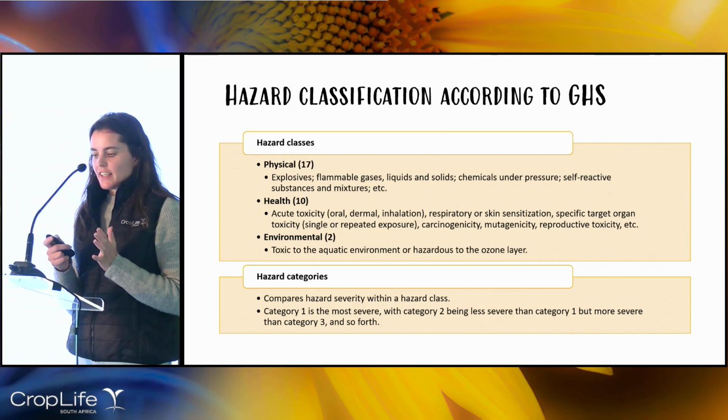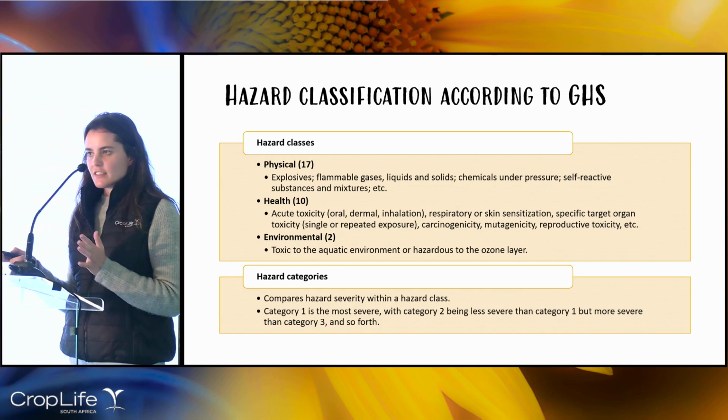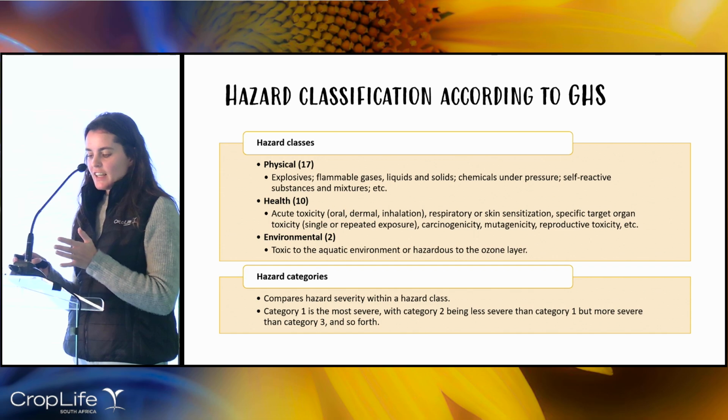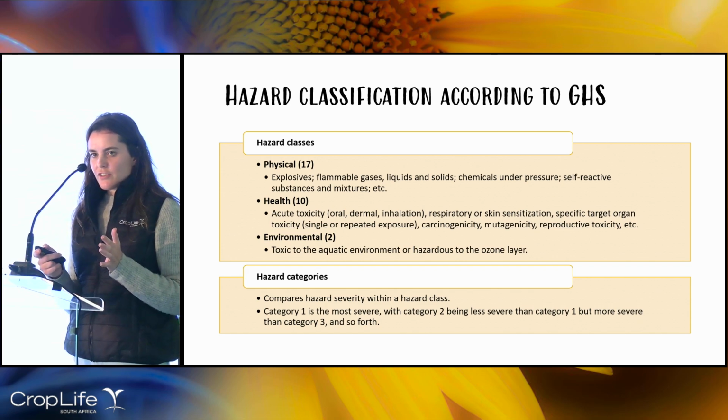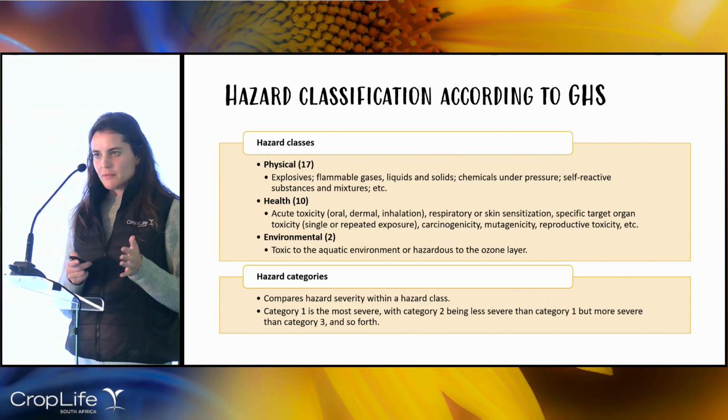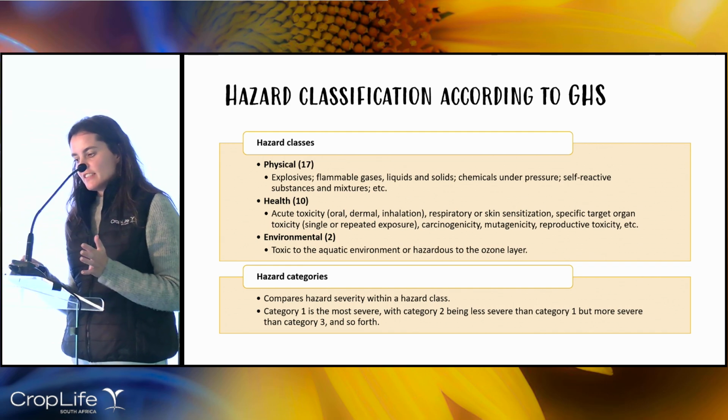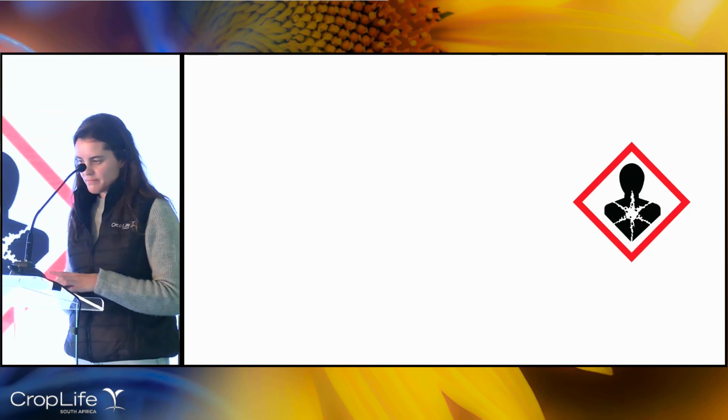Again, this is taking into account the severity within a hazard class. So for each of these hazards, you will have a category associated with it, with category 1 being the most severe, category 2 less severe, and so forth.